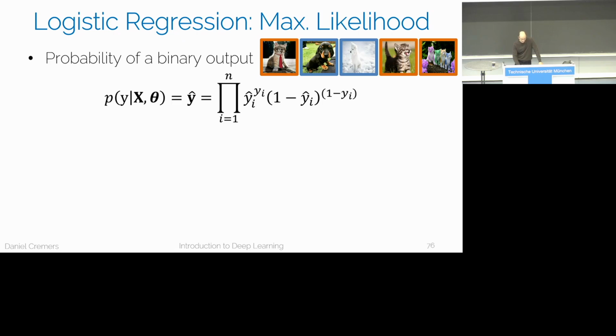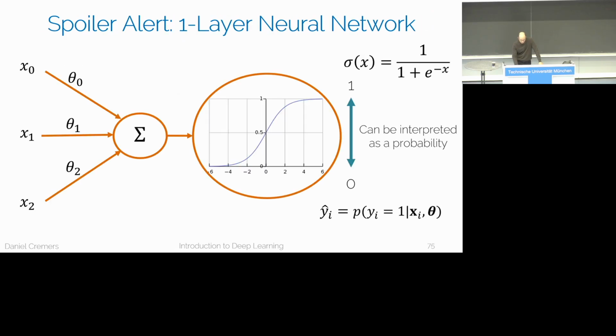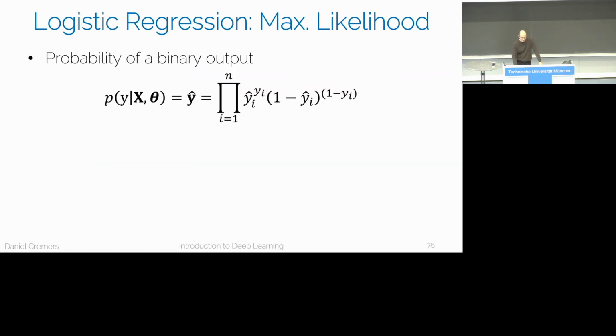y_i hat is what we said on the previous slide, the probability for observing, for having a cat given the image that we are looking at, right? Let's say 1 is cat and 0 is dog. Then y_i hat is the probability for observing a cat, and 1 minus y_i hat is then evidently the probability for it being a dog. If it's not a cat, it must be a dog. And so it's much like if you throw dice.